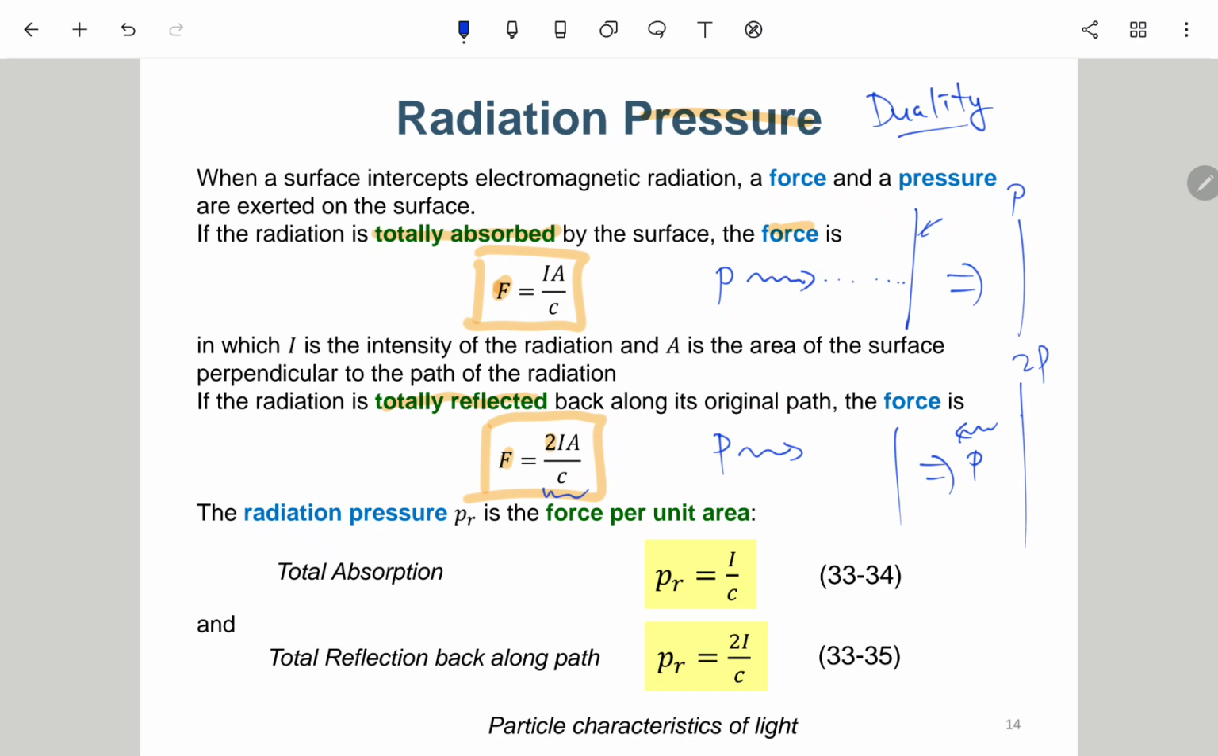Okay, here in the textbook it also defines the pressure. The pressure will be I/C. The PR will be 2I/C. But yeah, I think we won't use this pressure later on, so we can just forget it.